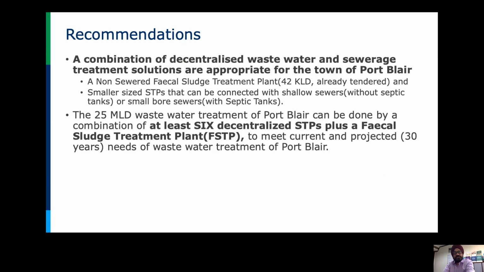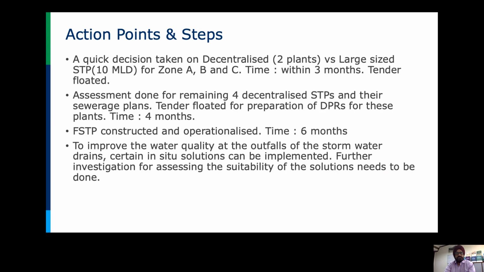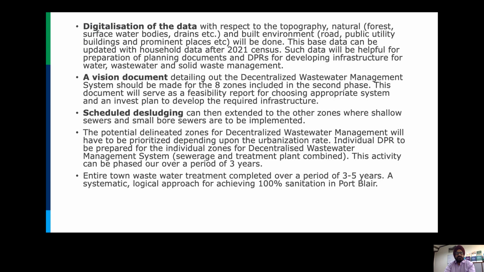So the recommendations we gave from NIUA were a combination of decentralized wastewater sewage solutions. We said a non-sewage-based fecal sludge treatment plant should be there. And for the 25 MLD of wastewater, at least 6 decentralized STPs are required. We also provided action steps, what needs to be done fast and what can take longer. And we also provided some other important priorities which the water board there needs to take up.